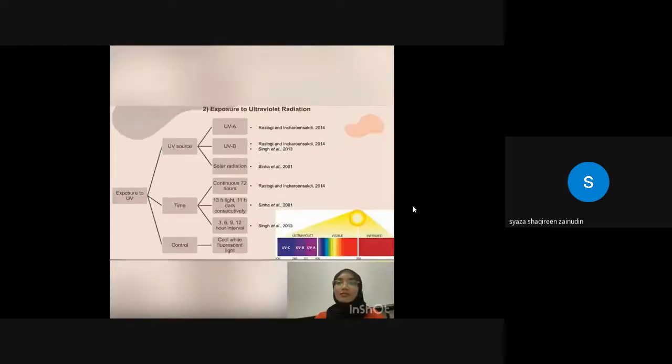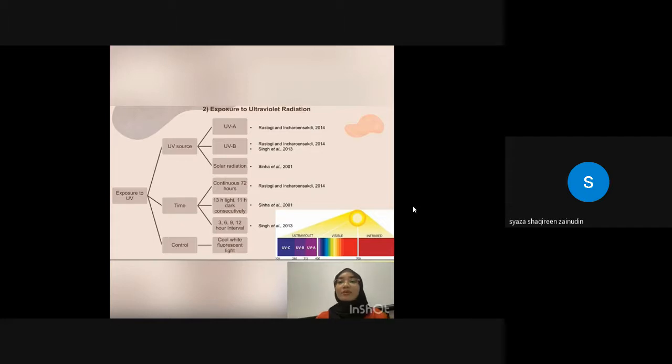The next step is to expose the sample to ultraviolet radiation, and in this step, the source of UV radiation and the type of exposure vary between studies. For example, UVB is the most common ultraviolet source, followed by UVA and solar radiation. And in terms of time of exposure, normally previous studies would expose their cultures for 72 hours, and some would take into account the light and dark period.